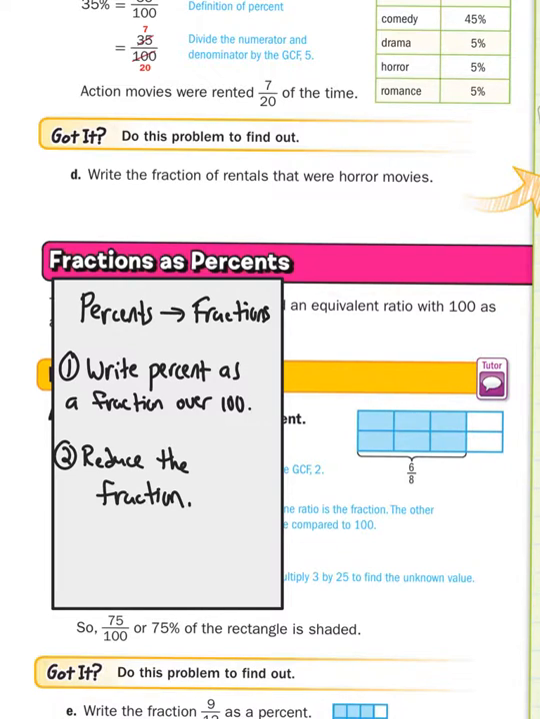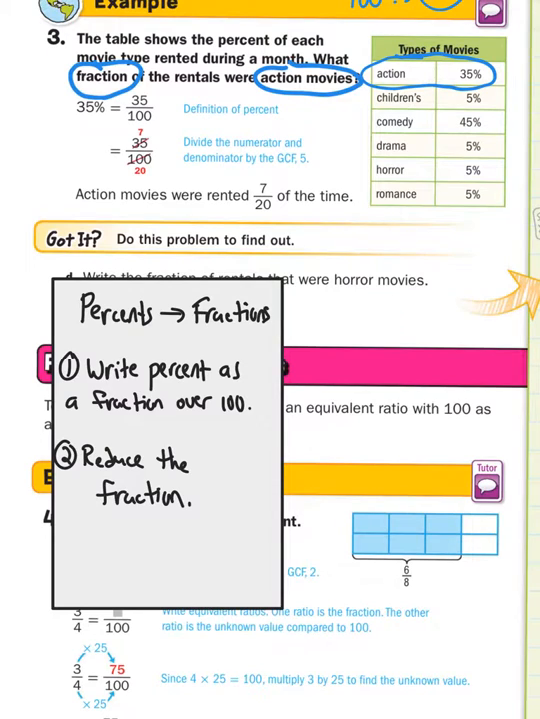All right, let's see how you did. In D it says write the fraction of rentals that were horror movies. So let me find horror movies in the table. I'm going to highlight it just because I feel like using my highlighter. So horror movies is right there at 5%.